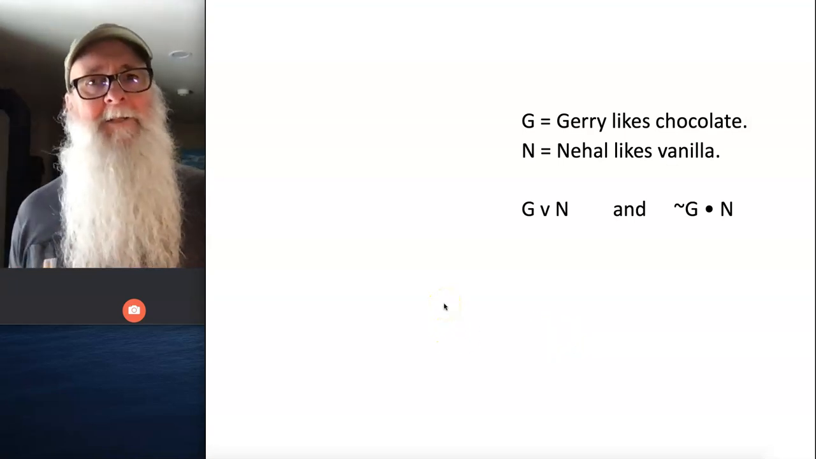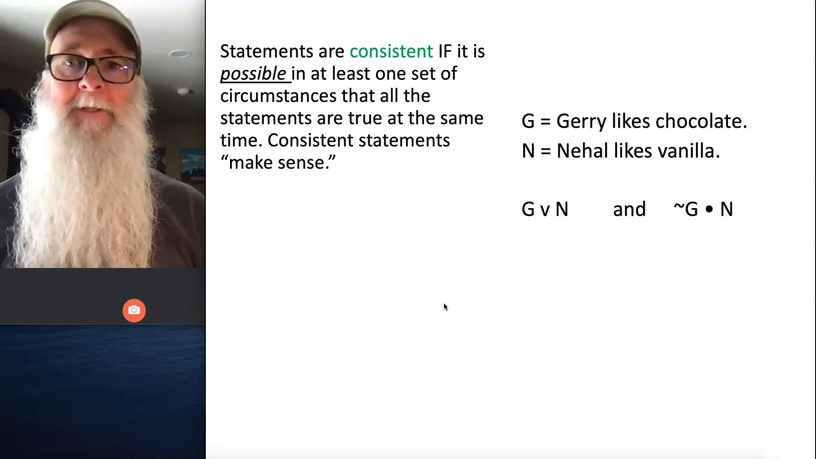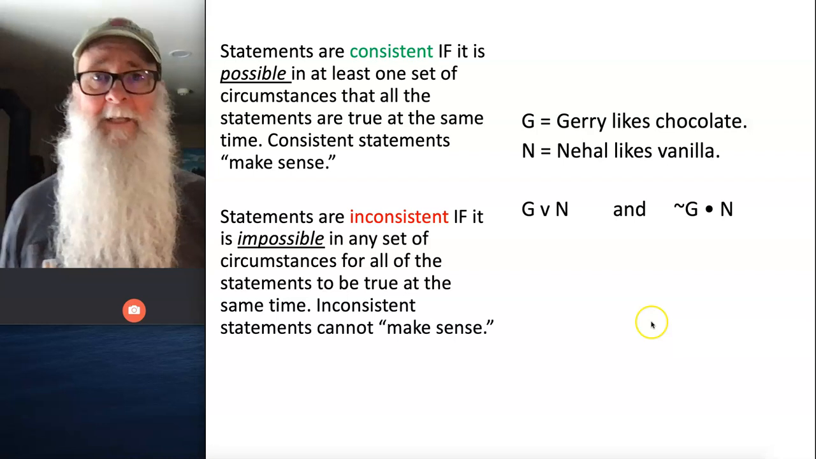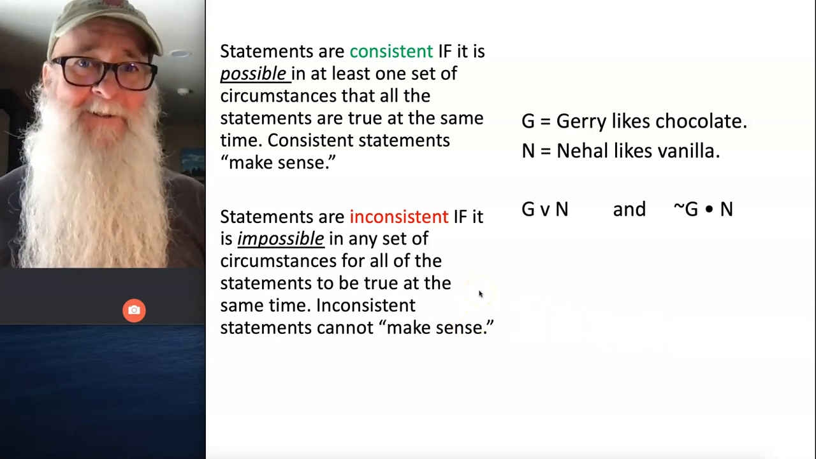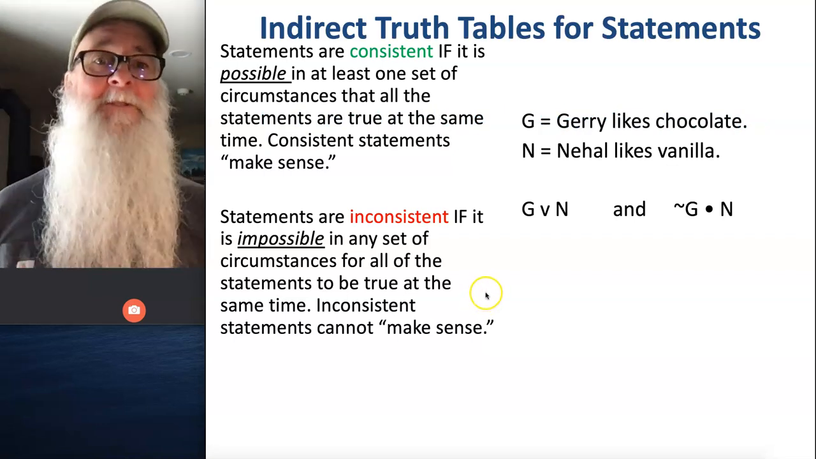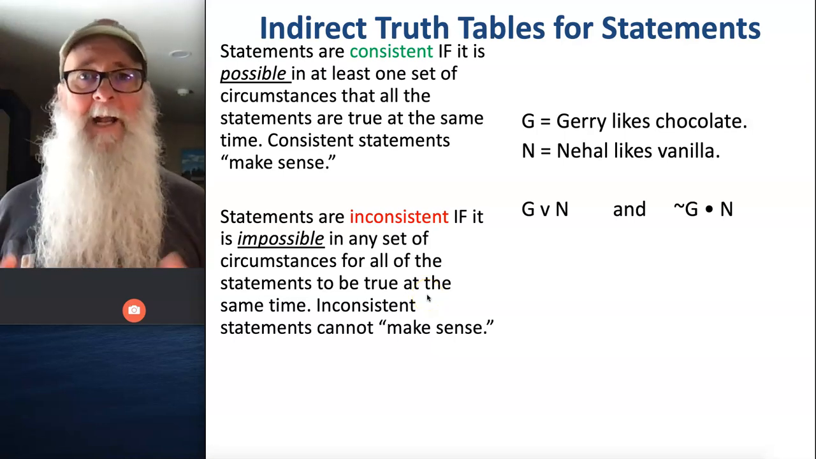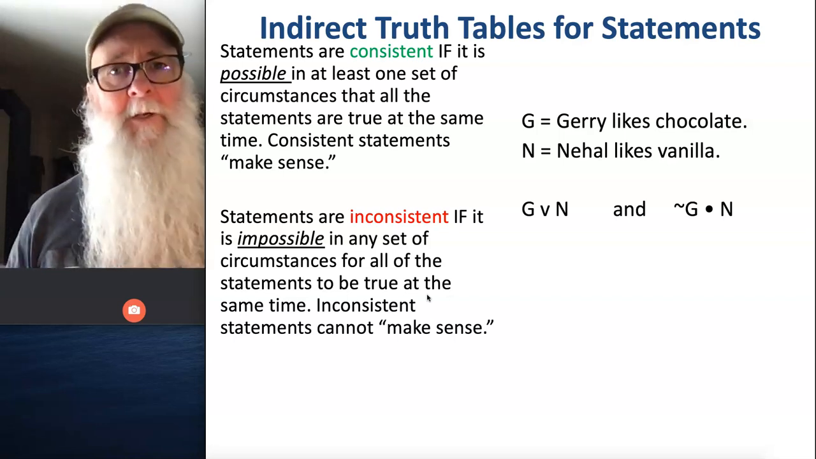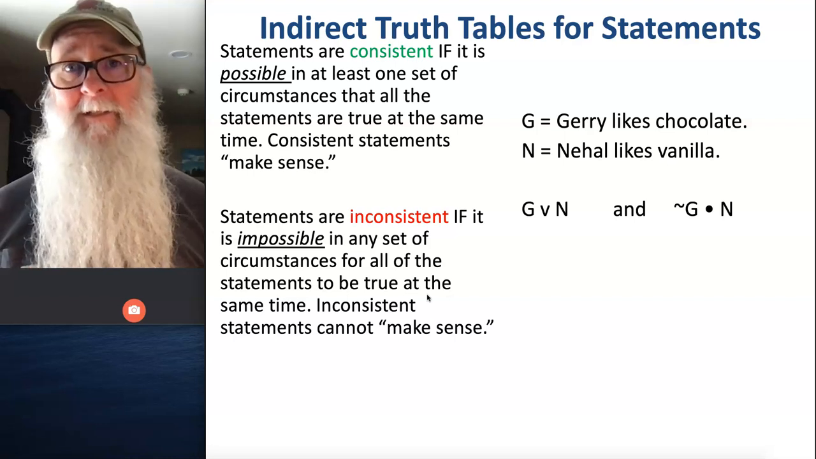Now we could compare these two statements to see if they're consistent. Is it possible for them to both be true at the same time? Or inconsistent? Is it impossible for them to both be true at the same time? By developing ordinary truth tables. But who wants to create all those lines when we could use indirect truth tables for statements, okay? So we're going to focus in this thought primer on how to create indirect truth tables in order to determine if a group of statements are consistent or inconsistent, okay?